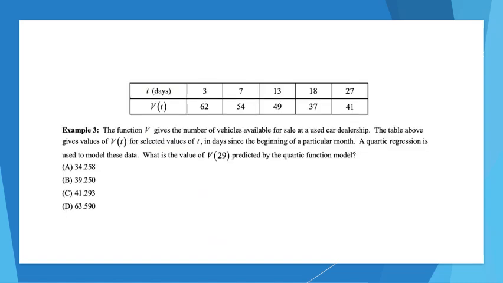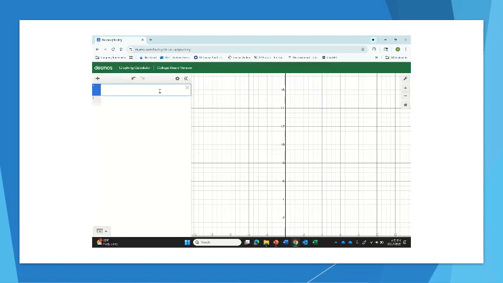All right, let's try example 3 together as well. We are now given another table talking about vehicles available for sales in days since the beginning of a month, and we want to find a quartic regression. This is given to us directly in the problem, and we want to use a quartic regression.